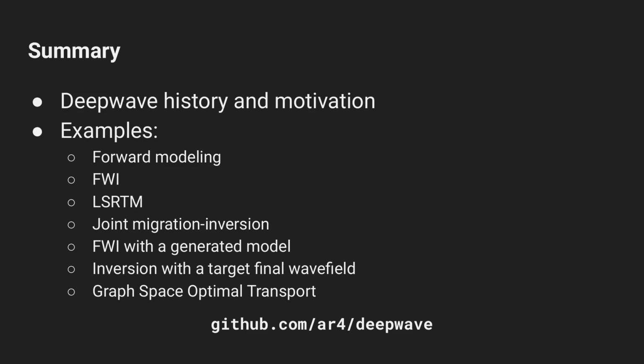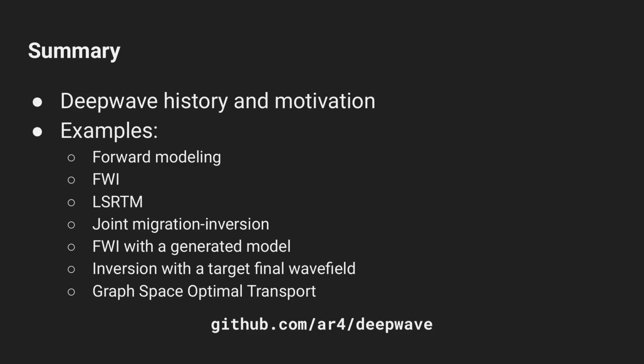We then got onto some more interesting ones, such as joint migration-inversion, which uses the ability of Deepwave's Born propagator to record receiver data from both the background wave field and the scattered wave field, and to calculate gradients with respect to both the velocity model and the scattering potential. The FWI with a generated model example is where we reduced the velocity model to just 4 parameters that we needed to invert for, which were then passed through a function that expanded them into a layered velocity model that was provided to the propagator.